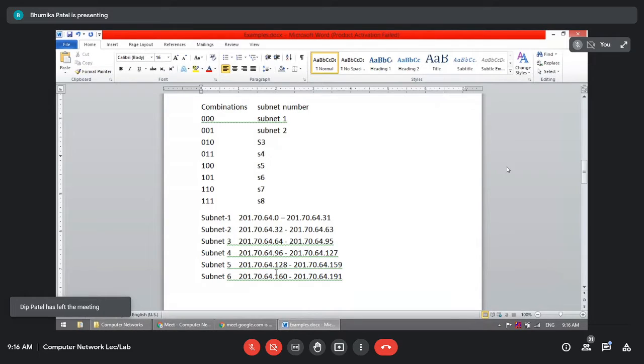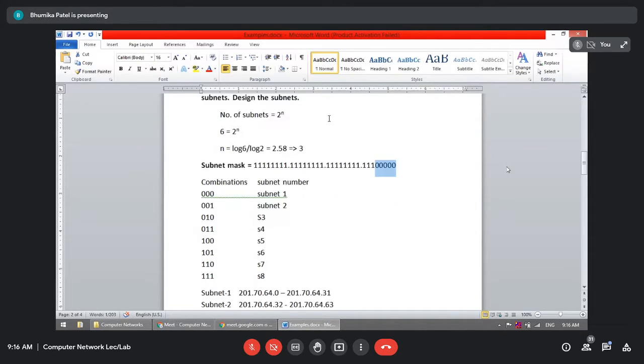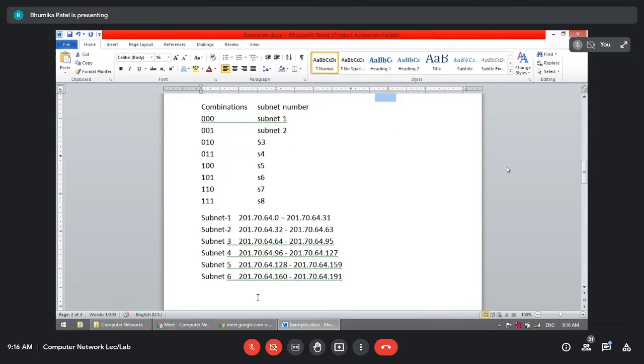So you do not need to get confused whenever you are asked to find the subnets when the number is not a power of 2, right? Here 6 is not actually a power of 2, but we can still identify how many hosts will be there. Out of 8 subnets, you can assign 6 subnets to a particular company. Okay, so the remaining 2 subnets, subnet 7 and subnet 8, will not be assigned. That means those many IP addresses will not be given to any particular host.